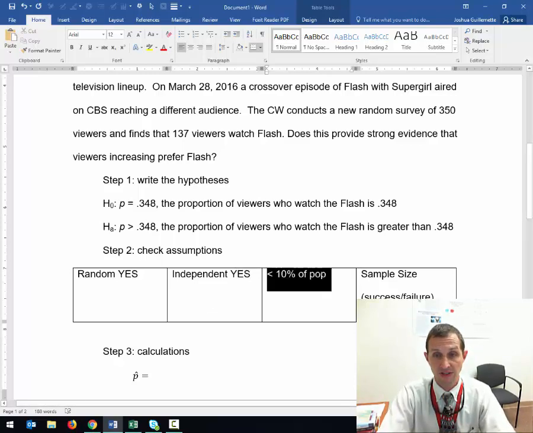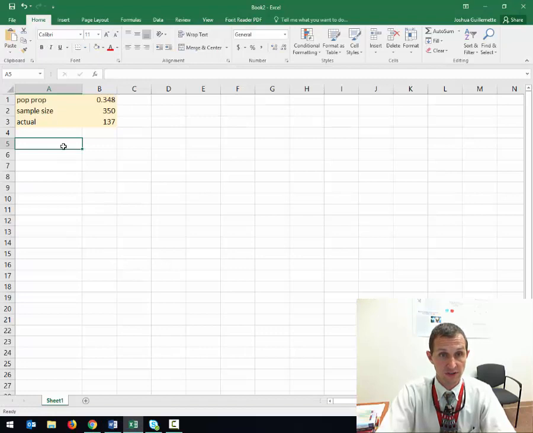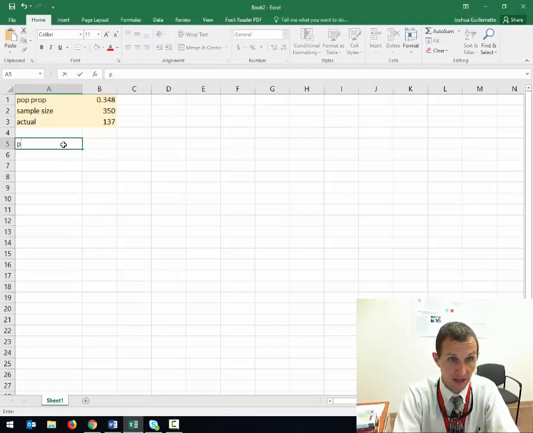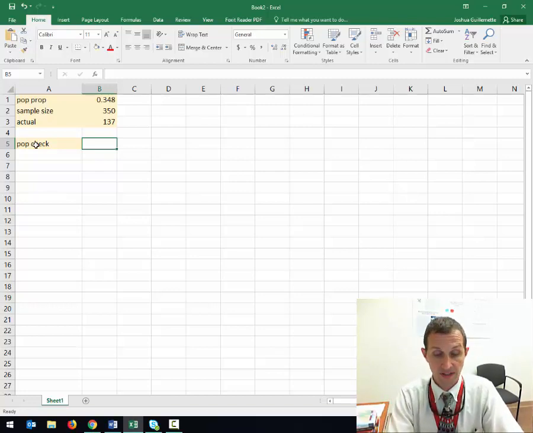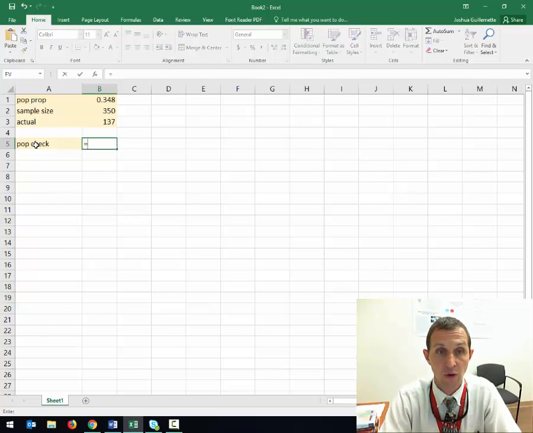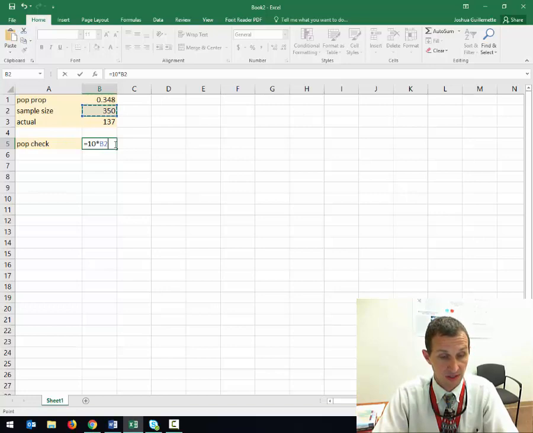Next is the 10% of the population condition. Now, I actually do this a little bit differently. This is my population check for the sample size. What I find super helpful is to multiply by 10. Because we're going to do a calculation in Excel, you always want to hit equal before you do the calculation. And so we're going to do 10 times the sample size.